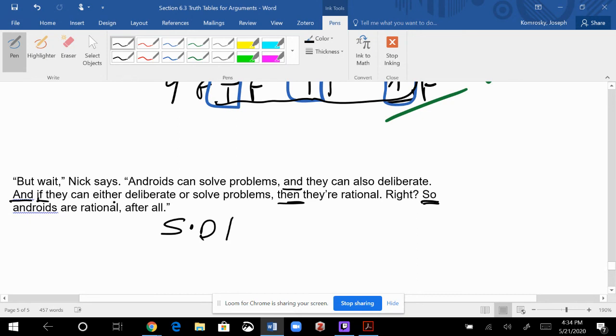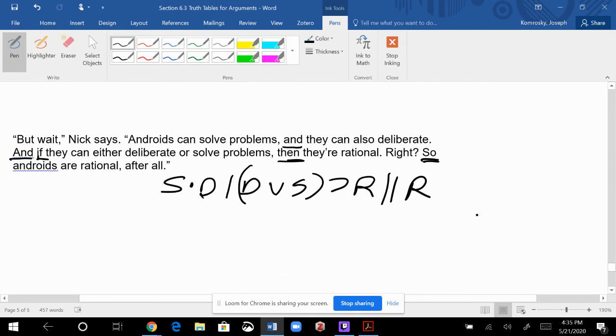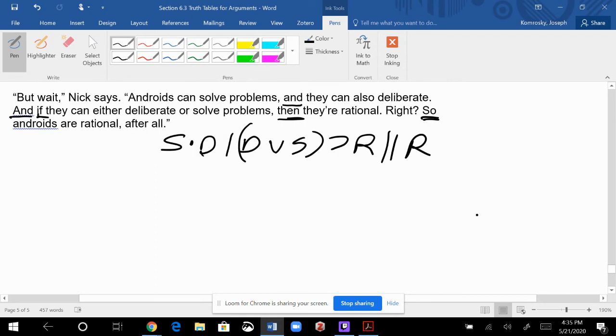And if they can deliberate or solve problems, then they're rational. See how that works? And then I said, so androids are rational. So whatever we use to translate that, and that just means therefore are. Now, if you were to plug this out, you have an S, D, and an R. So you have three propositions. How many lines on the truth table?